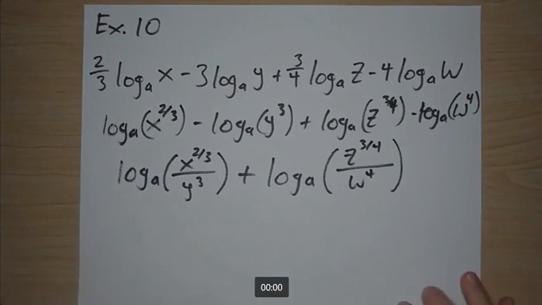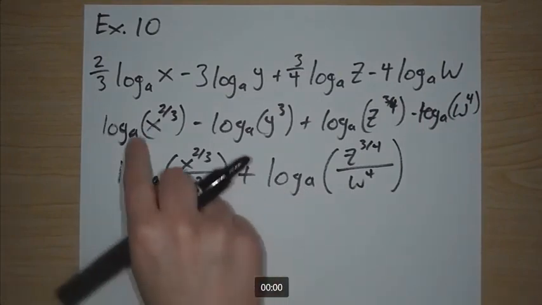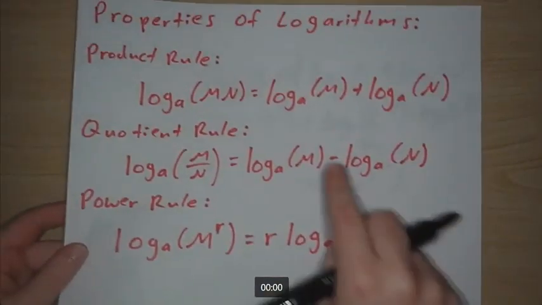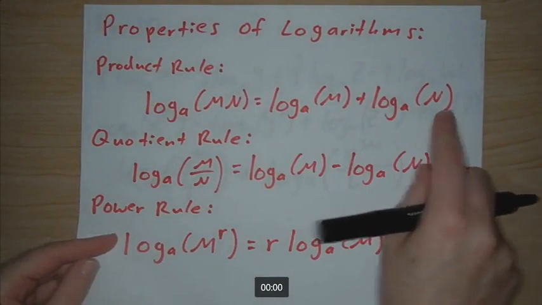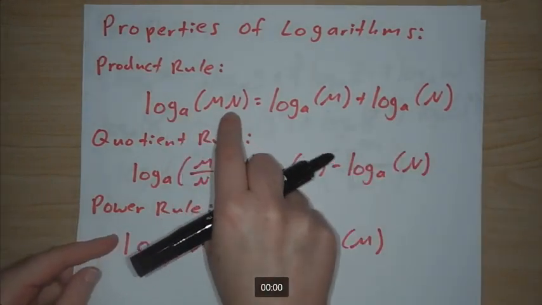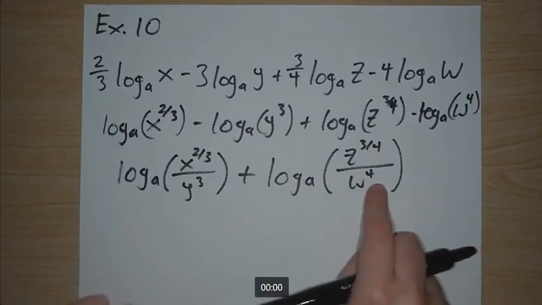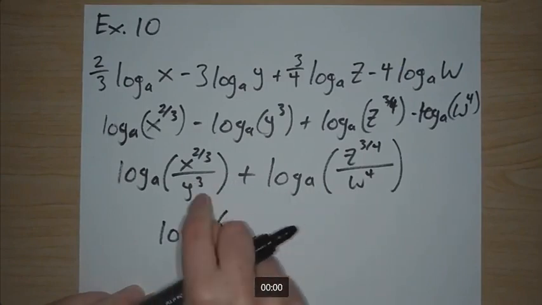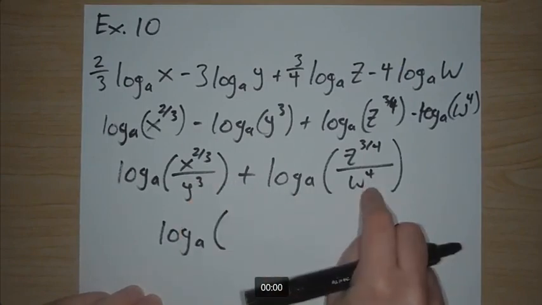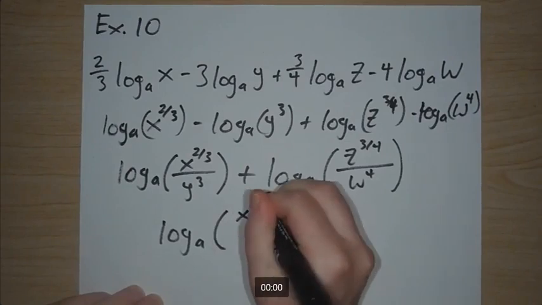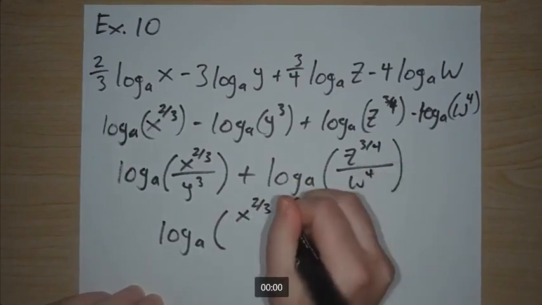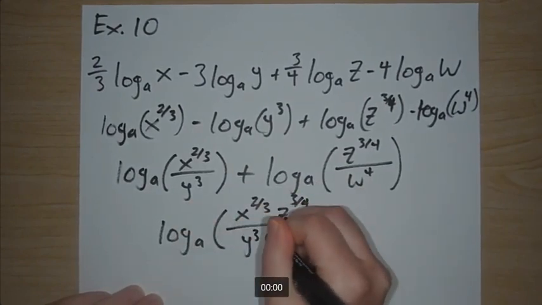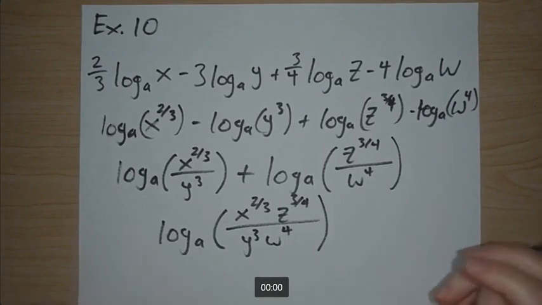Like that. Now we'll notice that they have the same base throughout all of it, so we can use the product rule here because they're being added. So the product rule here, log a of m plus log a of n, we can rewrite this as log a of m times n. So these things will be multiplied. So this is the same thing as log base a of what's inside here multiplied by here when we multiply fractions across. So this will just be x to the 2/3 times z to the 3/4 all over y to the third times w to the 4th. Like that.